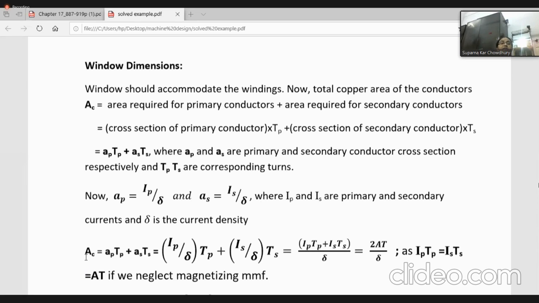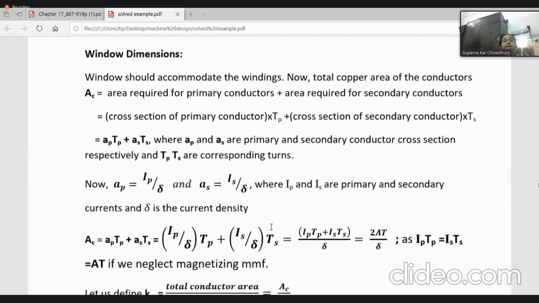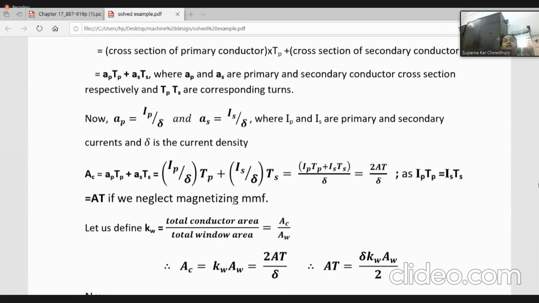Now in this equation, AC is equal to AP TP plus AS TS. If we replace A by I by delta, then it becomes IP TP plus IS TS by delta, where IP TP is the primary current into primary number of turns, and IS TS is the secondary current into secondary number of turns. So it is primary AT, secondary AT, they are equal, we know. So it is twice AT by delta, where AT is the magnetizing MMF.